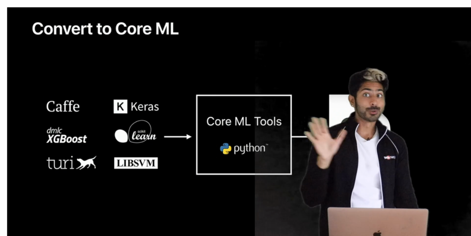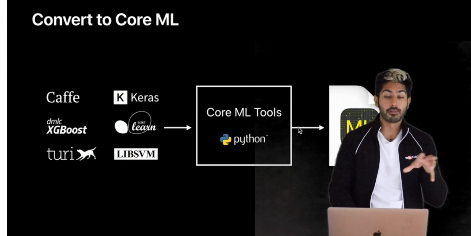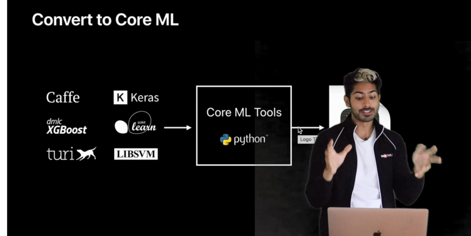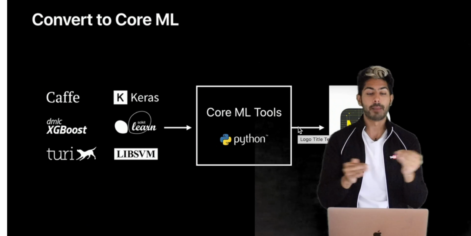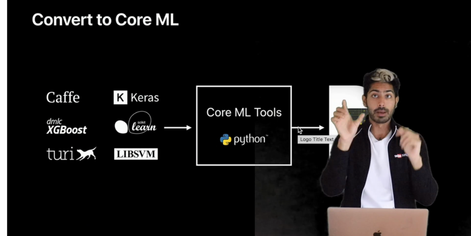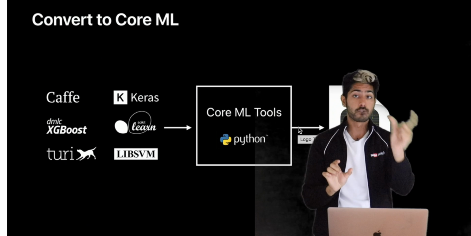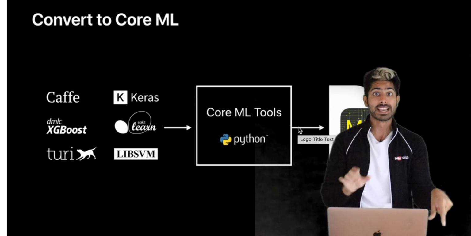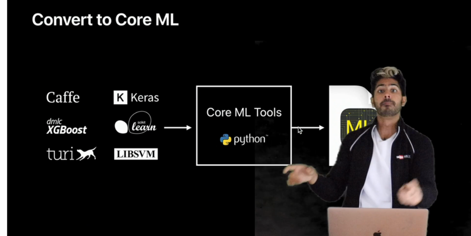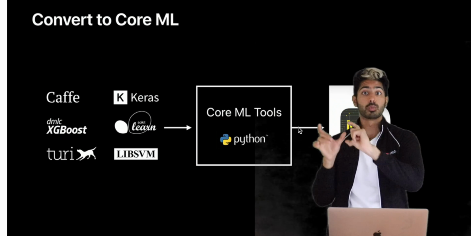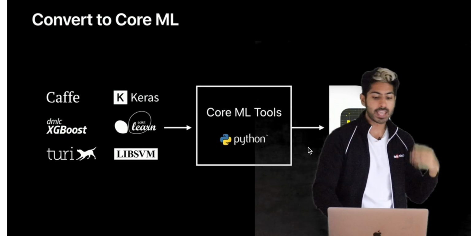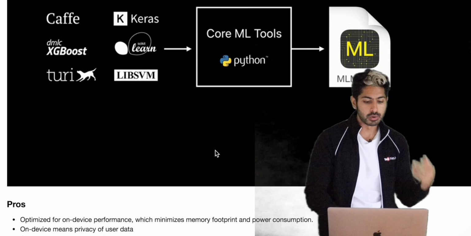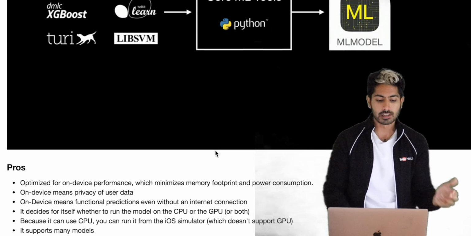So let's talk about the pros and cons, right? So here's an image of all of the machine learning libraries that are compatible with CoreML. That means that the CoreML Tools Python package can convert a model trained with these frameworks into the .ml model format that you can then use to run inference on your device. Caffe, Keras, XGBoost, LibSVM, Scikit-learn, Turi.